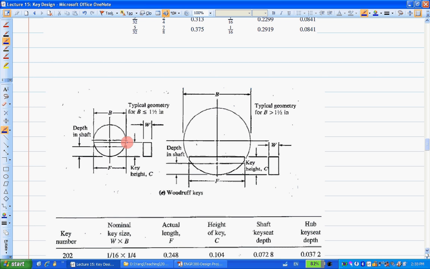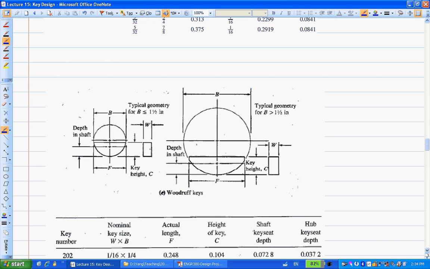Here's a semicircular Woodruff key. It's cut from part of a circle, but it's not necessarily half a circle; it's actually somewhere a little below a half circle. That's the shape, the front view of the Woodruff key. In terms of dimension, because it's coming from a circle, the B here refers to the diameter of that circle, and F here refers to the actual length, basically where it's actually from. You also have the width or thickness of the Woodruff key.